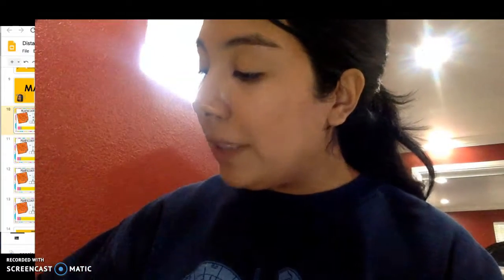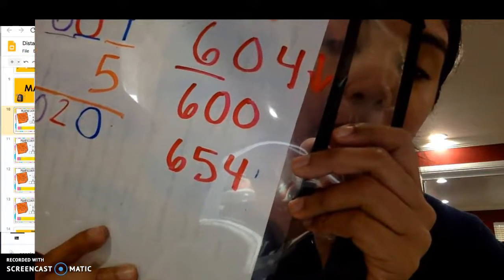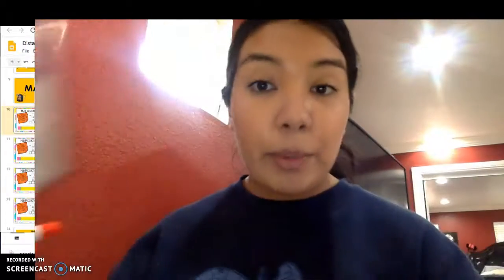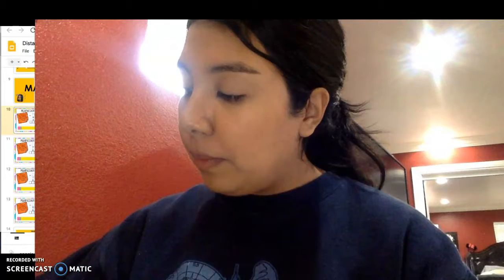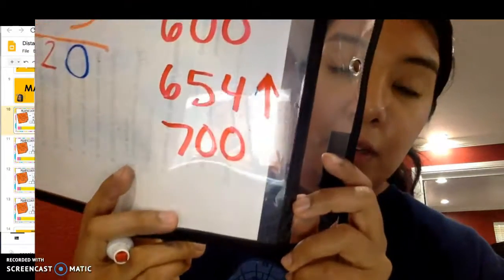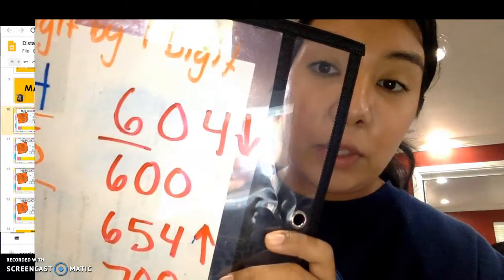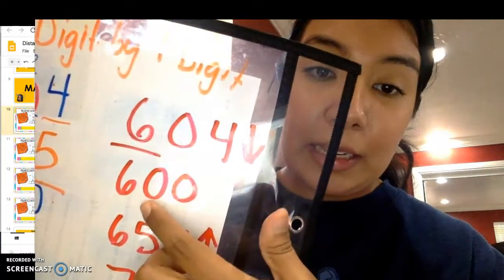If our problem was 654, and we wanted to round to the hundreds place, we would look at the number next to 6, which is 5. 5 or higher, we round up, which would have made our new number 700. But because it was 604, the 0 is 4 or less, so we rounded down and it made it 600.